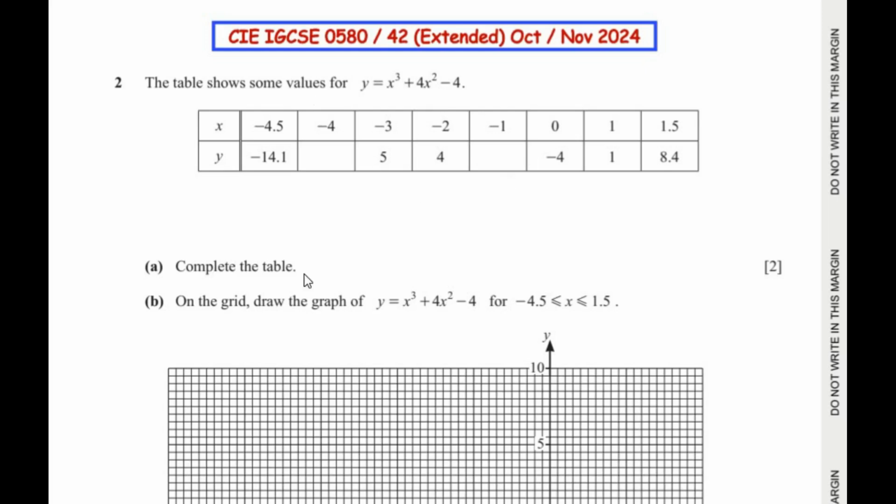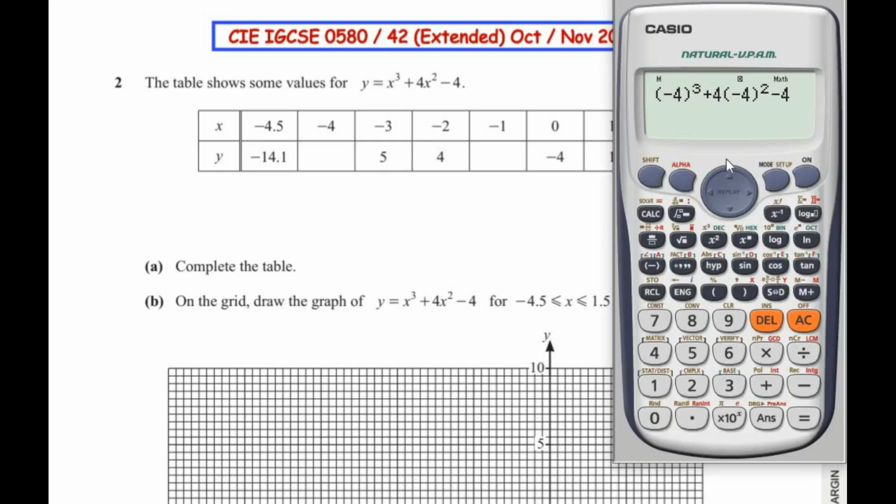Complete the table. So in this question we have been given the equation of y and we can see that some values of x are given ranging from negative 4.5 to 1.5 and some values of y are missing. So we need to find out what is the value of y when the x value is negative 4 and negative 1. So for this we are going to just plug in the values of x one by one in this equation to get the respective values of y, starting with negative 4.